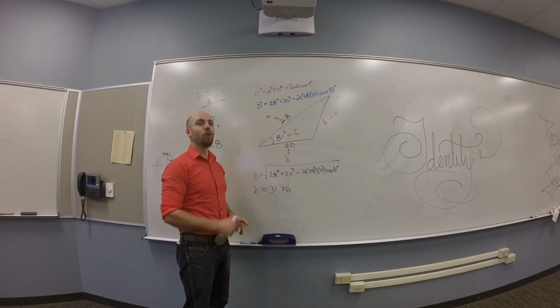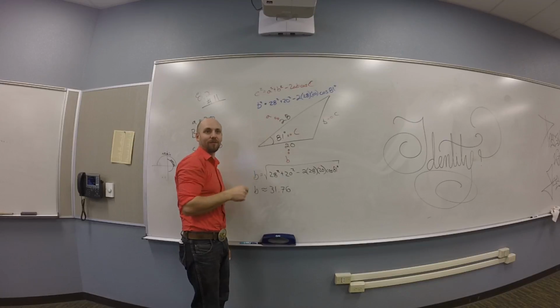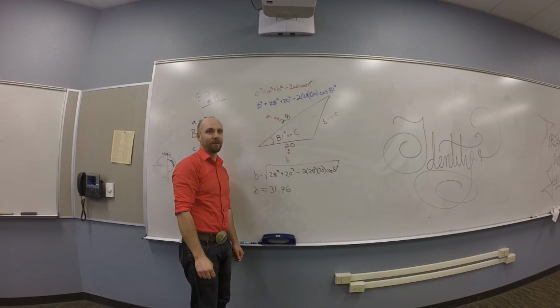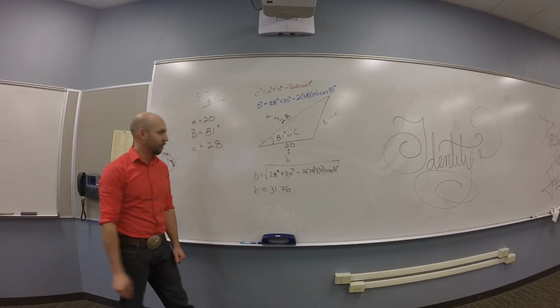Does that make sense? So once you get a couple of sides, you might want to redraw your picture a little bit to scale so it doesn't throw you off. You guys cool with that? All right, so here you got 31.76.